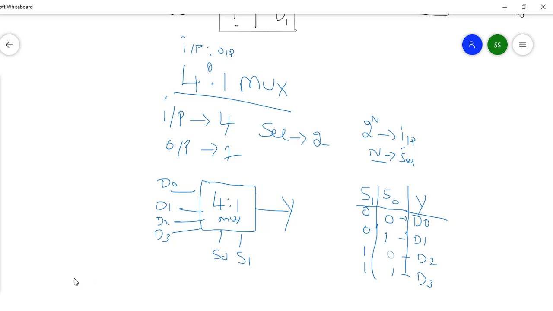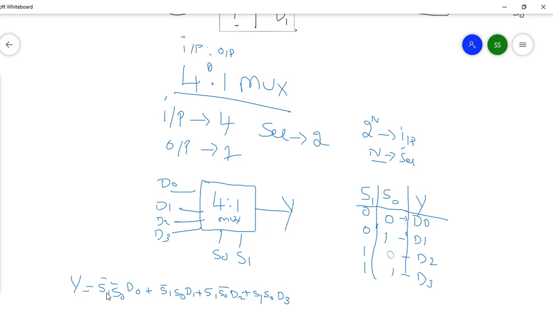Now move on to your equation. Y is equal to S1 bar S naught bar D naught, plus S1 bar S naught, because it is 0 1, and D1, plus S1 S naught bar D2, plus S1 S naught, both are 1 1, D3.